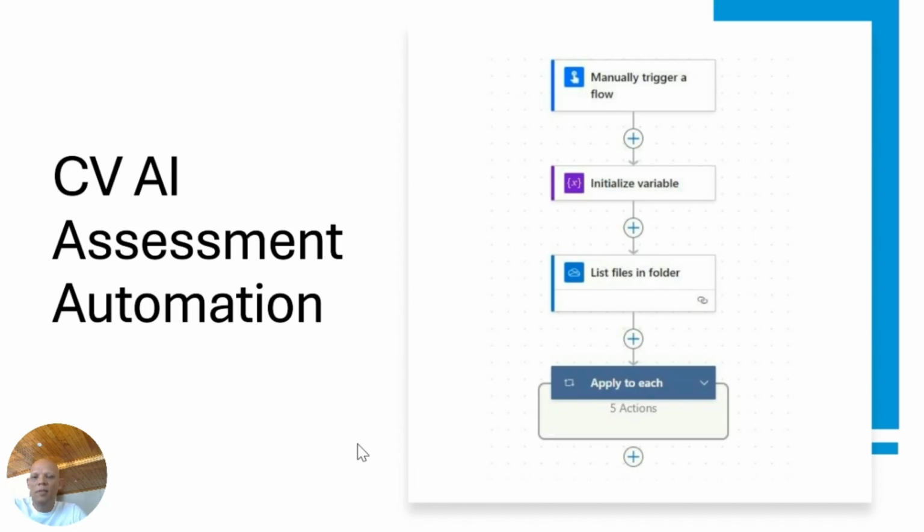Now let's break it down to see what the steps within this flow are. So step one, the manual trigger. This allows us to start the process when ready. Step two, initialize a variable. Here, we set up variables to store data for later use in the flow. Then, list files in the folder. This action scans the folder in OneDrive, or it can even be SharePoint, where all CVs submitted are stored.